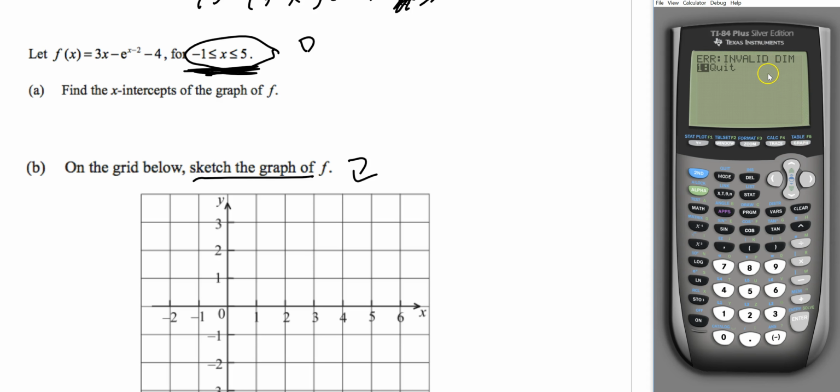Invalid dimensions. People always come to me with this. Like, I don't know what's going on, my calculator's broken. Invalid dimensions. Well, that means because you have no dimensions in your stat plot. So that's what's going on there. Your list is clear, and then you're still trying to graph a stat plot. So just turn it off. Actually, an easier way to turn it off is go here. See how it's highlighted, plot 1? Go up there, hit enter. Now it's not highlighted anymore. So now you can graph it.